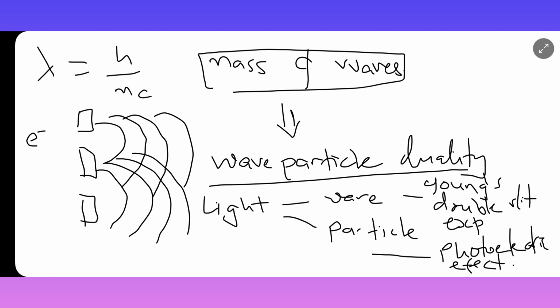So this is it about the de Broglie's equation and how to calculate the wavelength of a body mass.